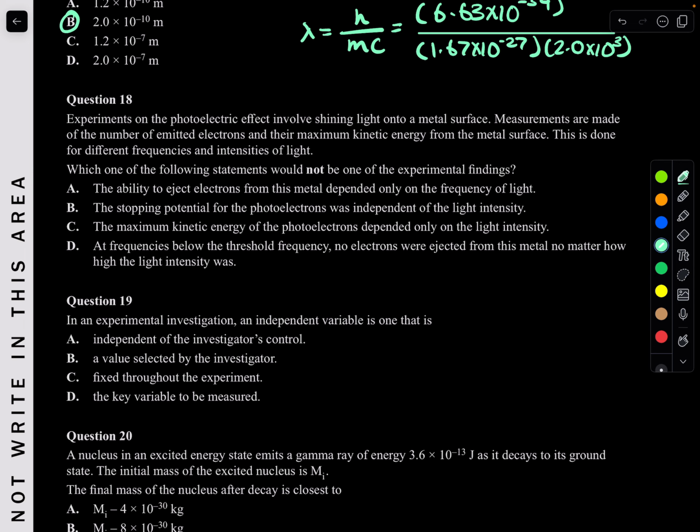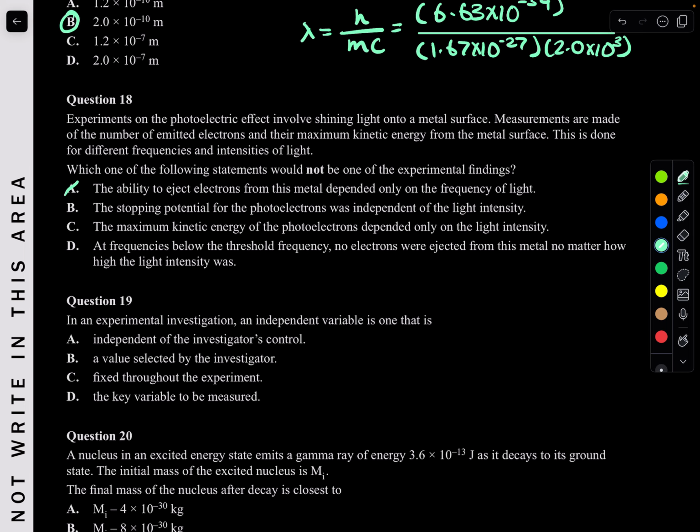The ability to eject electrons from this metal is dependent only on the frequency of light. True. So for us to eject electrons, we must put a frequency above the threshold frequency. If we go above and beyond the threshold frequency, we are able to eject those electrons. So yes, it is dependent on the frequency of light. So that's correct. We want to find which one's wrong.